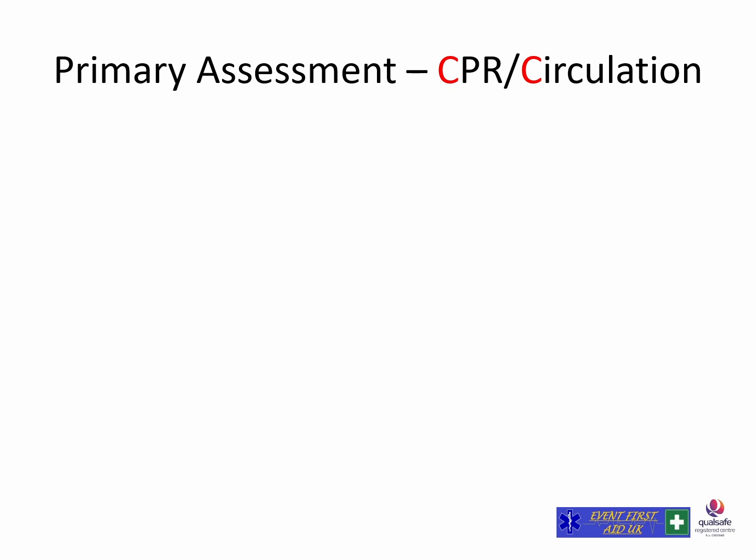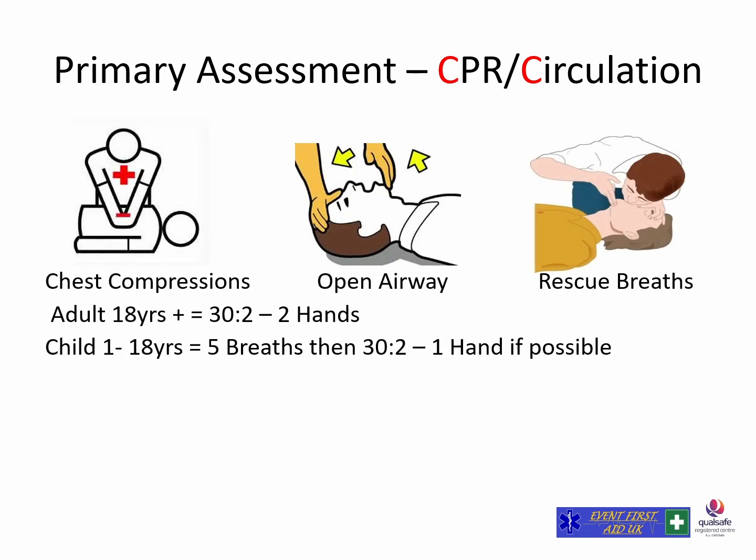You then need to think about C, which is either CPR or circulation. We cover CPR in another one of our videos, but as a quick recap in this video, you have chest compressions, reopening the airway and giving rescue breaths. So you do 30 chest compressions followed by 2 rescue breaths using 2 hands. This is for adults over 18 years of age. These compressions need to be delivered 100 to 120 in a minute, 1/3 of the chest depth.